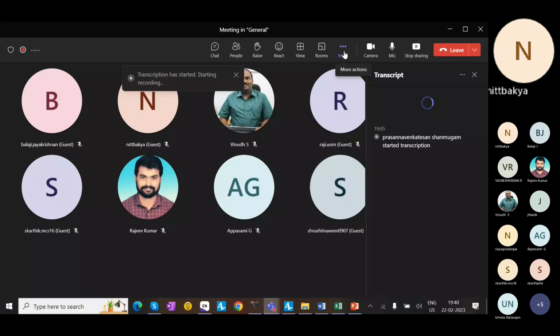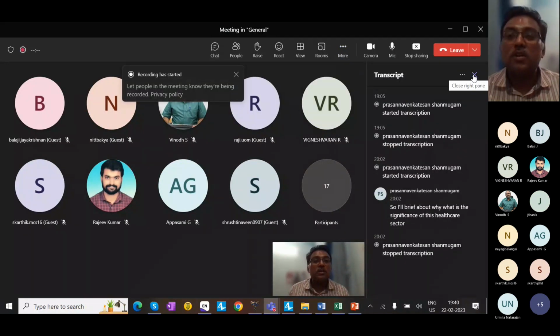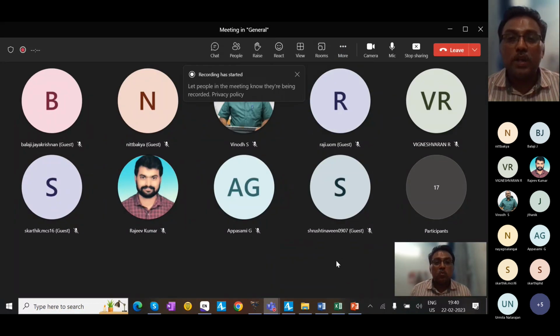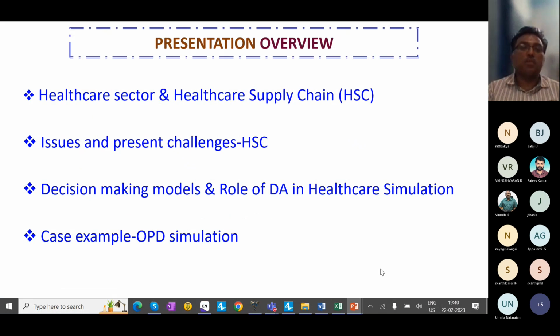About why, what is the significance of this healthcare sector, especially from the Indian context, and then why healthcare supply chain is, what is the significance of healthcare supply chain, and what are the general research issues, modeling issues associated with healthcare supply chain, and what are the major challenges.